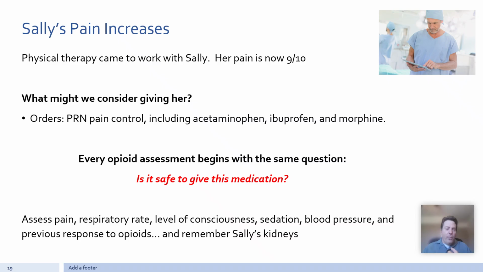With every opioid pain medication, we want to ask the same question: is it safe to give her this medication? And it might be. We want to assess her pain, her respiratory rate, her level of consciousness, her level of sedation, her blood pressure, and her previous response to opioids. And we also remember her kidneys.